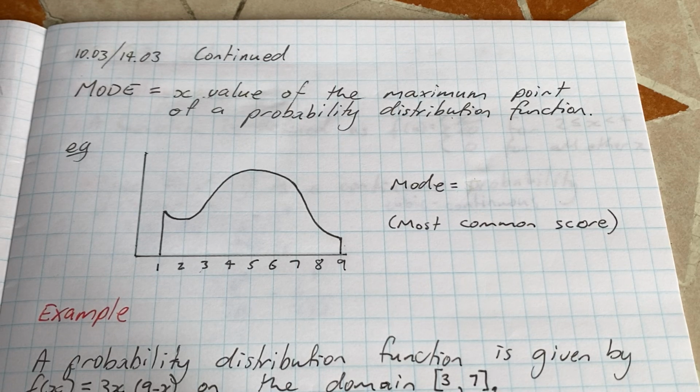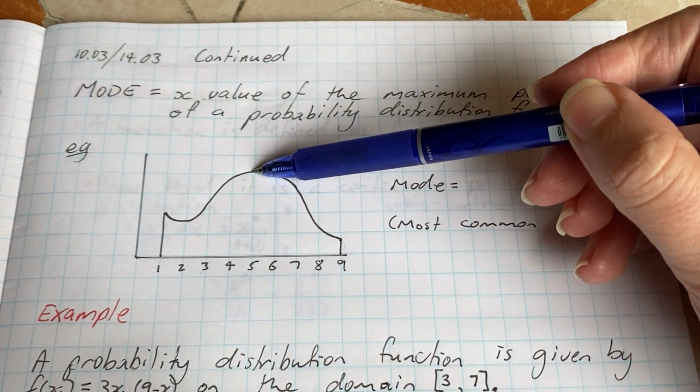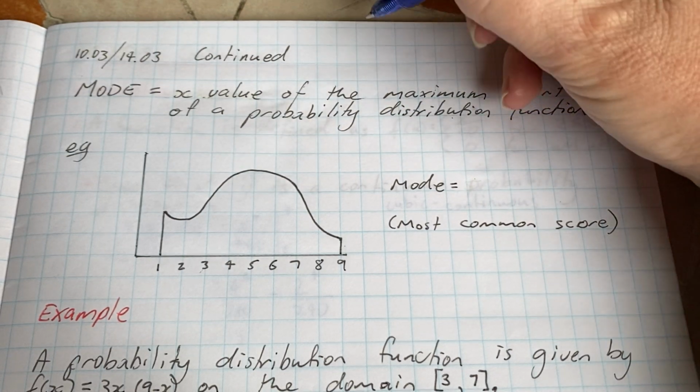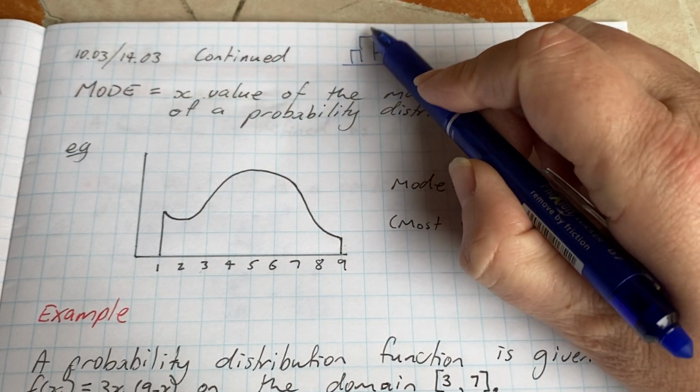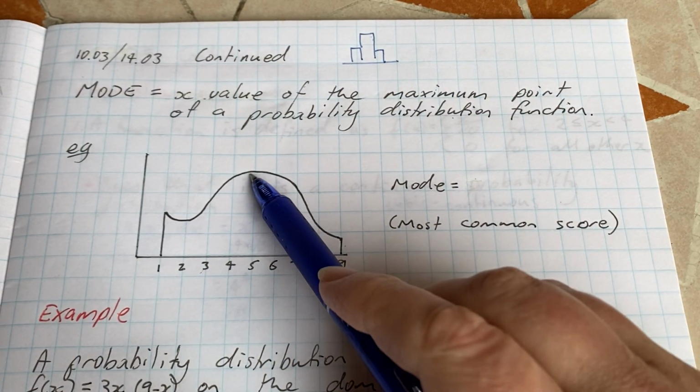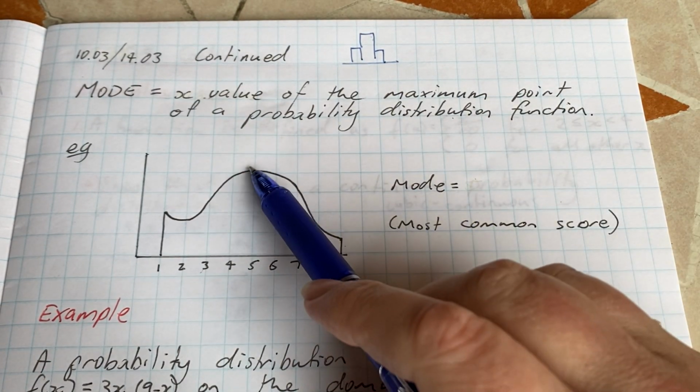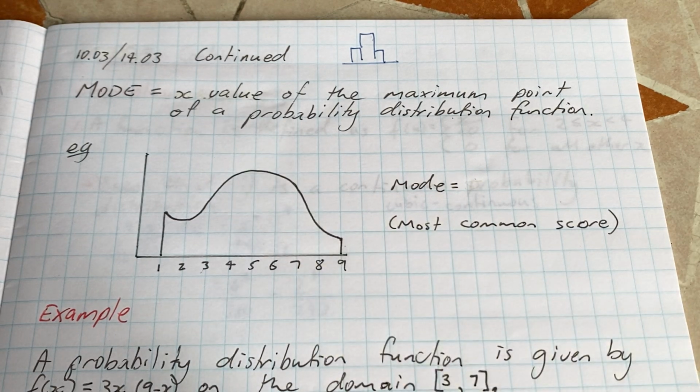Okay, so we can use our probability density functions to find the mode of the data. So remember, the mode is the most popular thing. So it's actually where our graph is right up here. If we were doing discrete data and we had a histogram, then there's our mode. The highest column is the mode. In this case, it's the point where the graph is at its highest. So it's a maximum turning point.